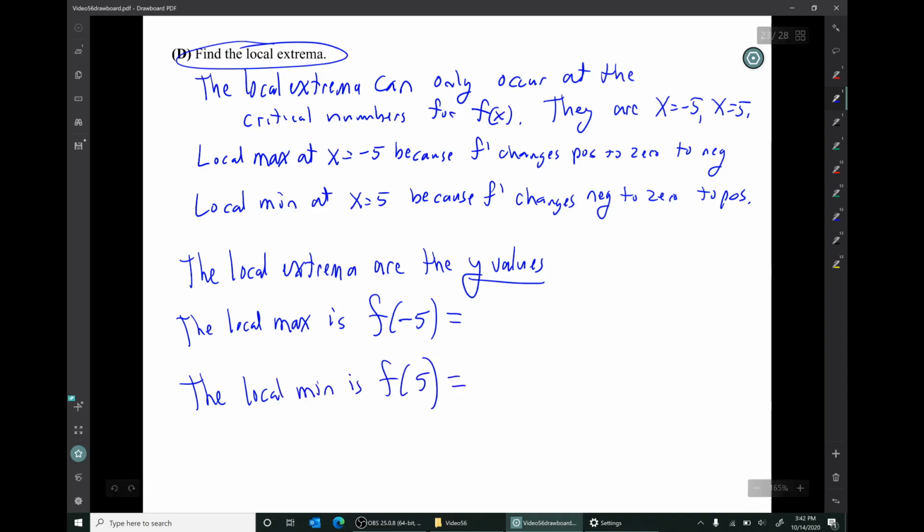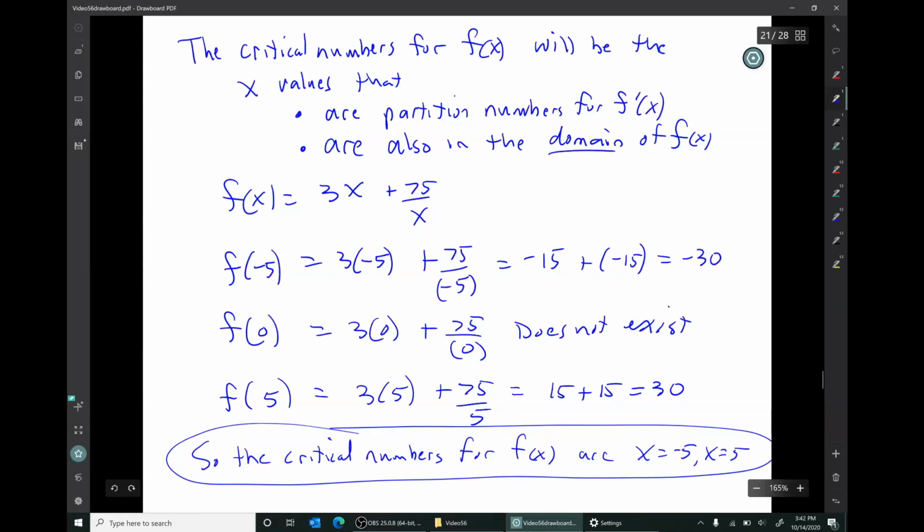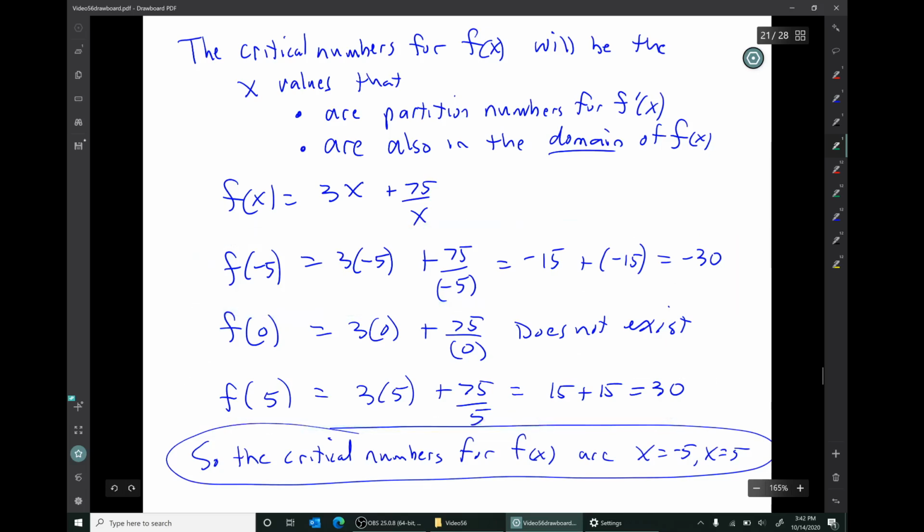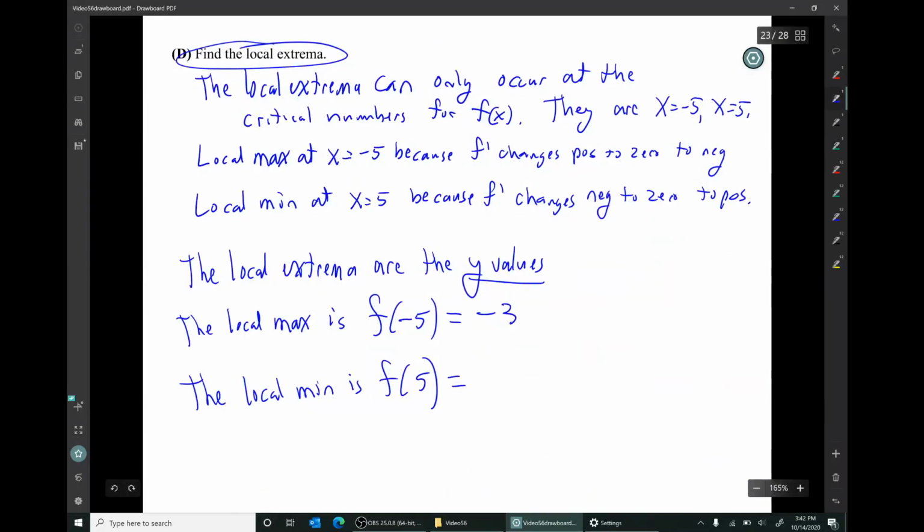Well, remember, we found those values earlier. When we were testing the partition numbers for f prime to figure out if they qualify to be called critical numbers for f, we computed y values. We found that f(-5) is -30, and f(5) is +30. So we'll put those y values in down below. So these equations tell us the values of the local max and the local min. The value of the local max is -30, and the equation also tells us where that occurs.